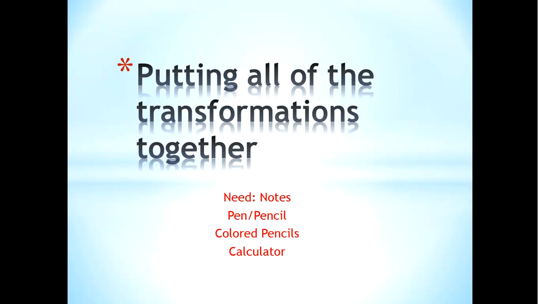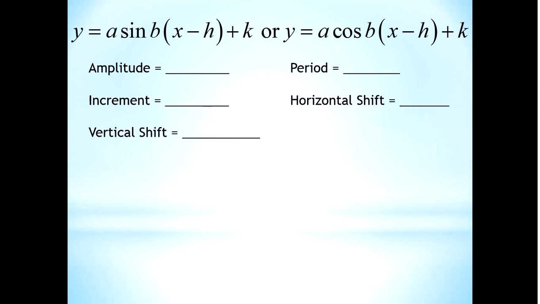Hi mathematicians, today we're going to look at graphing trigonometric functions, and we're going to put all of the transformations you've recently learned all together. So you're definitely going to want your notes out, pen or pencil, and all the colors you've been using to graph your amplitude, your horizontal shift, and your vertical shift, and also a calculator if you need to do some division, okay? So the very first thing, how do we find our various information?